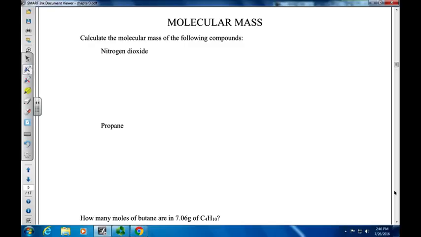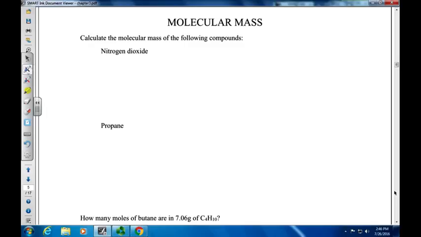We have a couple of different types of problems presented today, but let's look at the first set. It says calculate the molecular mass of the following compounds. We're given two different types of compounds, nitrogen dioxide and propane. We're going to start off with nitrogen dioxide.